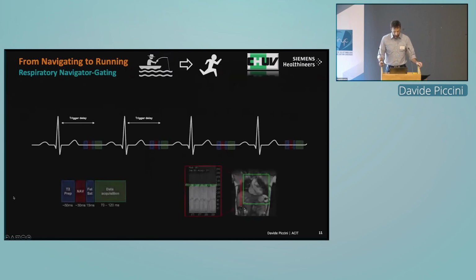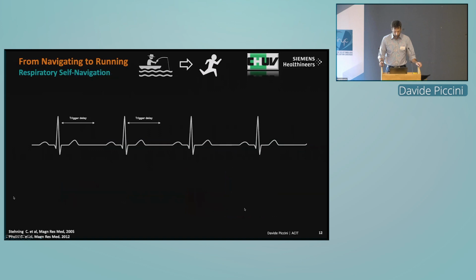So this was the navigator setup, as I showed before. And the difference, so the first step we did was changing the building block of the sequence. So it's still triggered at the beginning, but we shifted the navigator from being an external navigator to part of the data acquisition.